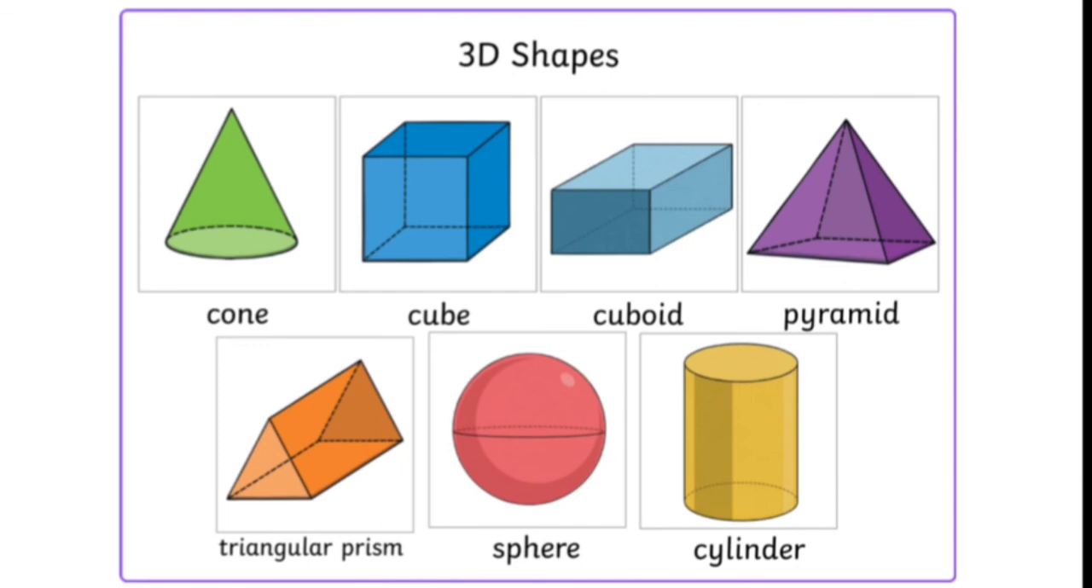Okay, students, so you have come across all these 3D shapes, right? And you now know them with the proper name, that is cone, cube, cuboid, pyramid, triangular prism, sphere, and cylinder.